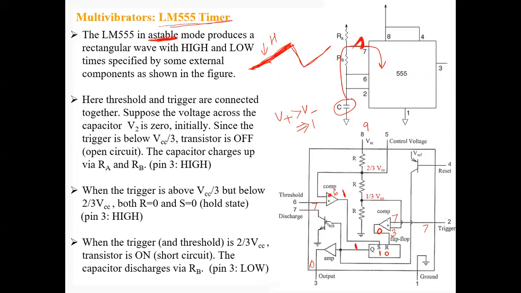It goes through to the ground. Remember, this 7 is connected to ground now. That's why the capacitor discharges through RB.